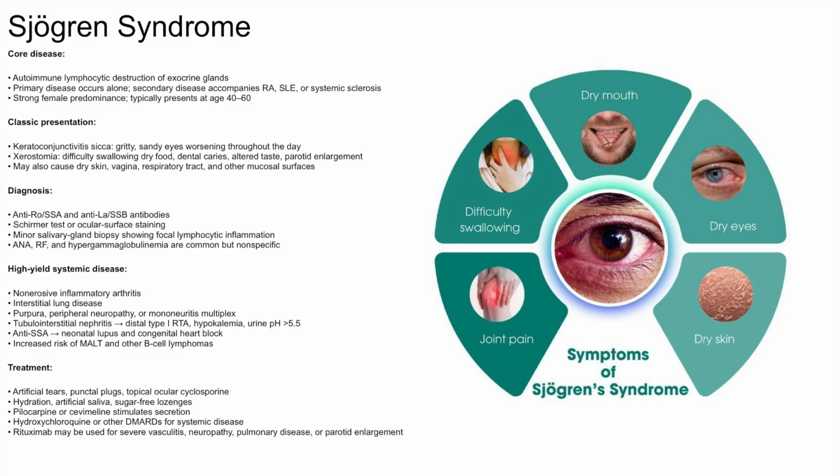And then you have systemic complications, including inflammatory arthritis, interstitial lung disease, neuropathy, purpura, and distal type 1 renal tubular acidosis. Anti-SSA can cross the placenta and cause neonatal lupus or congenital heart block, and Sjögren syndrome increases the risk of MALT and other B-cell lymphomas. Treatment begins with artificial tears and saliva. Remember pilocarpine and cevimeline as muscarinic drugs that turn secretions back on, so sweating is an expected adverse effect here.